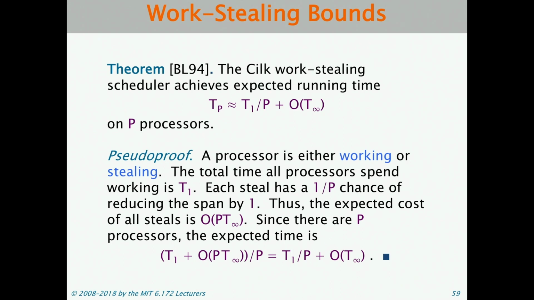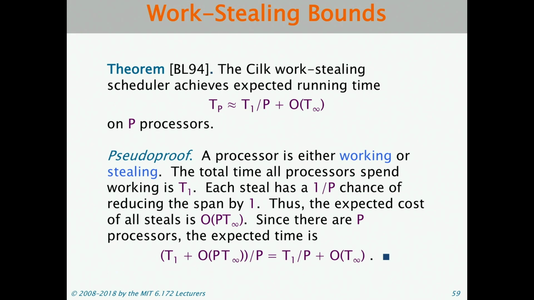So a processor is either working or stealing at every time step. And the total time that all processors spend working is just T1, because that's the total work that you have to do. And then when it's not doing work, it's stealing. And each steal has a 1 over P chance of reducing the span by 1, because one of the processors is contributing to the longest path in the computation dag. And there's a 1 over P chance that I'm going to pick that processor and steal some work from that processor and reduce the span of my remaining computation by 1.